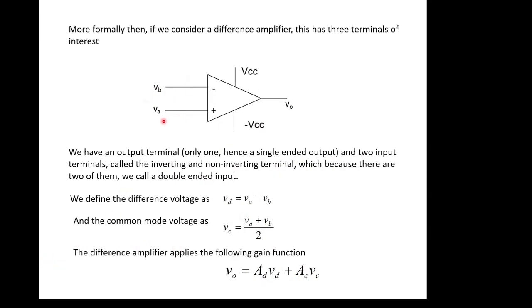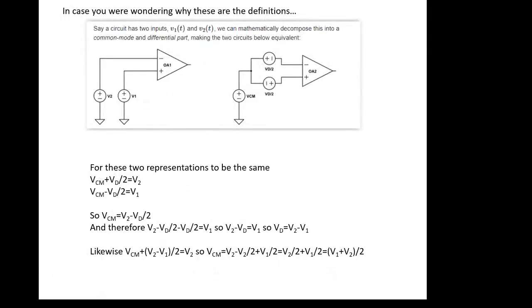So this is what all amplifiers are actually implementing, this type of equation: one for differential signals, one for common mode signals. If you're wondering why those are defined as they are, it's actually very tricky to find out why. But I've had a look around, and this is what comes out of it.